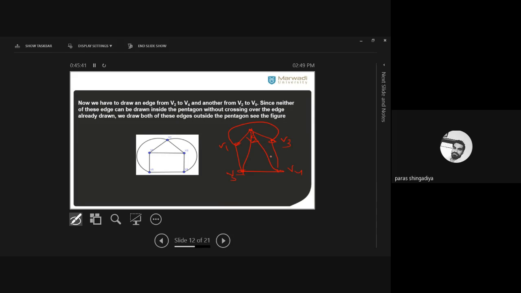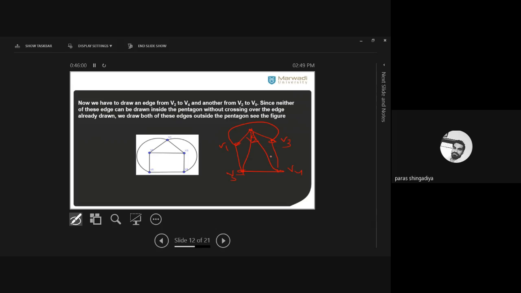Still 2 edges remain to be connected. Which 2 edges? See, this is degree 4. That is now fixed. We cannot connect any more edges from this vertex. Its degree is fixed at 4. That is now complete. So V1, V3, V2, V4 and V5 all have degree 3.